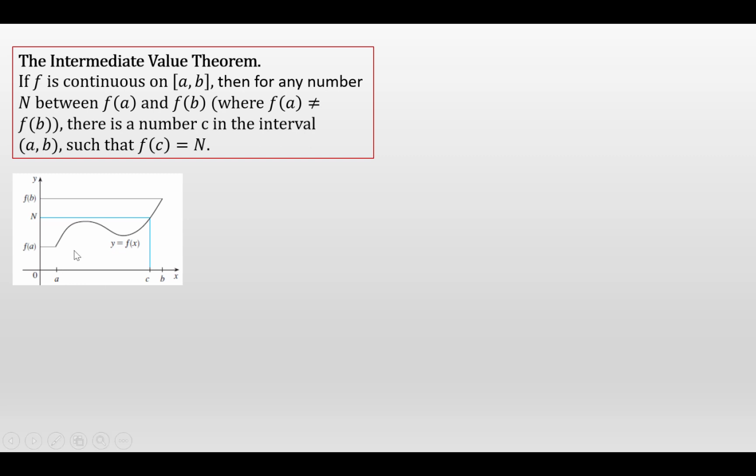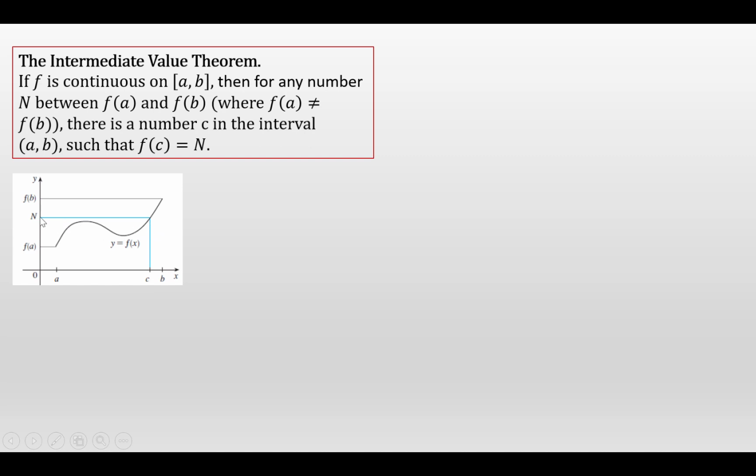Here we have the graph of a continuous function. x ranges from a to b. When x is equal to a, f(a) is here. When x is equal to b, f(b) is right here. Now you pick any number capital N between f(a) and f(b). As you can see, we do have a number c such that f(c) is equal to capital N. In fact, you can obtain c as follows.